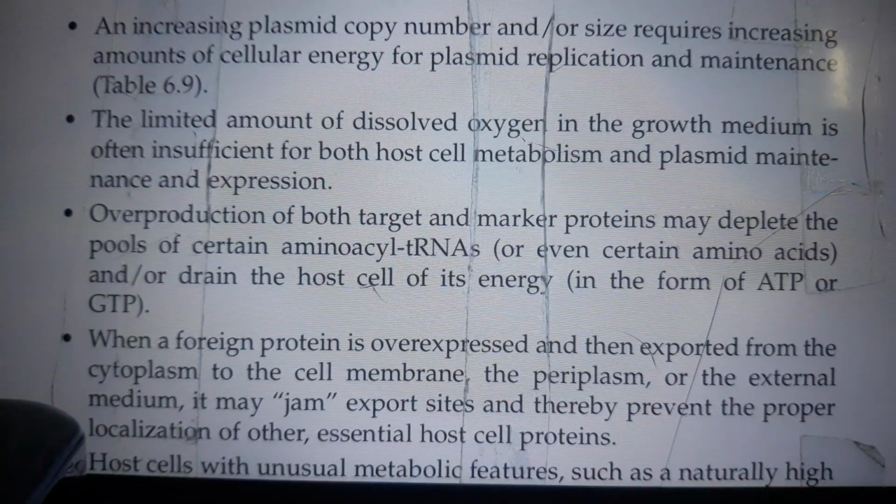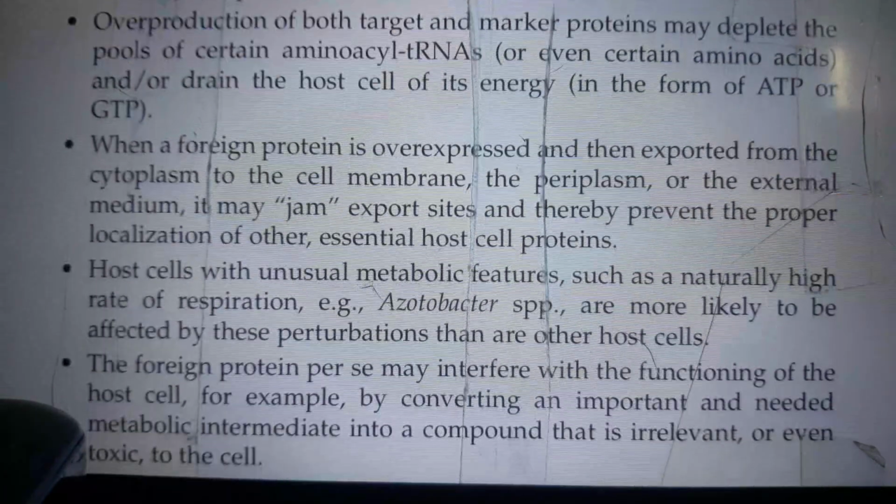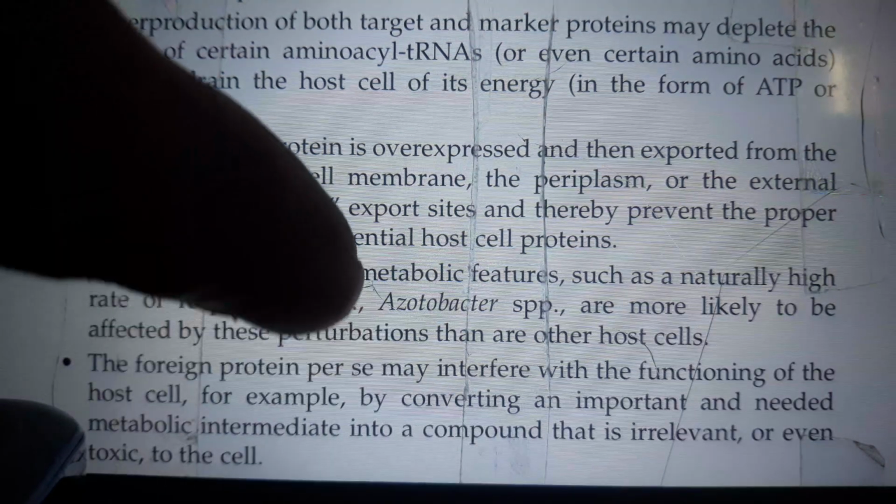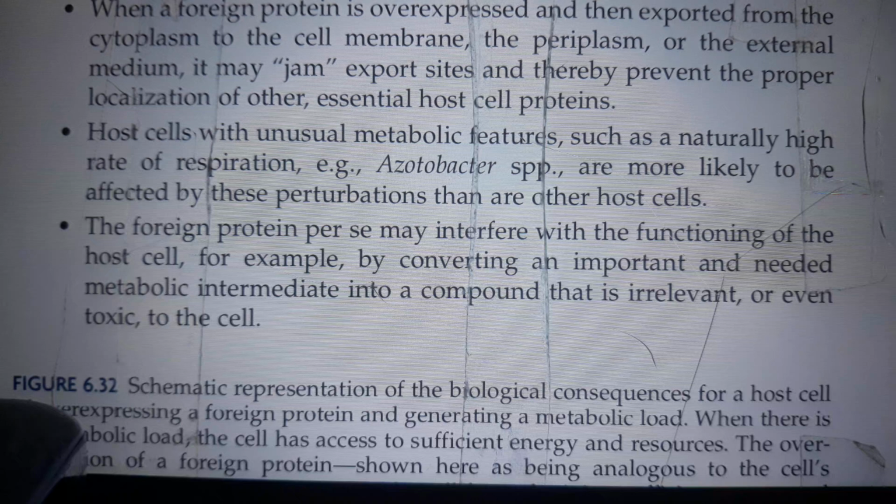A metabolic load can occur as a result of a variety of conditions, including the following. One, an increasing plasmid copy number and/or size requires increasing amounts of cellular energy for plasmid replication and maintenance. Two, the limited amount of dissolved oxygen in the growth medium is often insufficient for both host cell metabolism and plasmid maintenance and expression. Three, overproduction of both target and marker proteins may deplete the pools of certain amino acids and tRNAs and/or drain the host cell of its energy in the form of ATP or GTP. Four, when a foreign protein is overexpressed and then exported from the cytoplasm to the cell membrane, the periplasm, or the external medium, it may jam export sites, thereby preventing the proper localization of other essential host cell proteins.